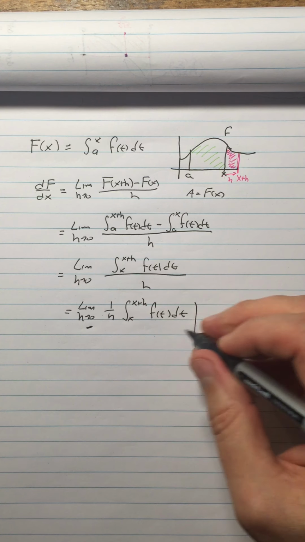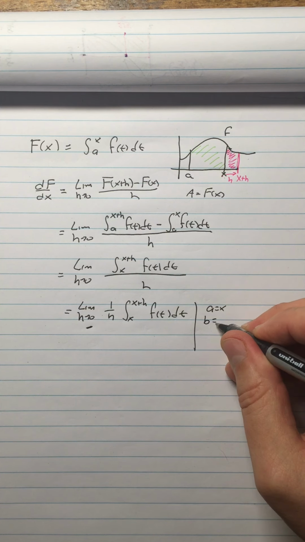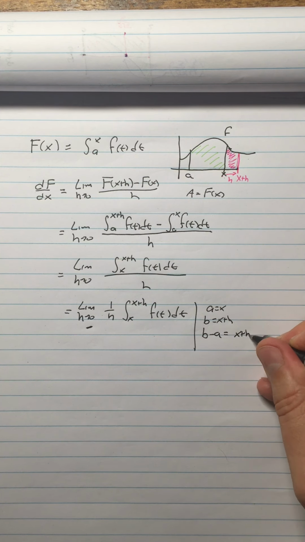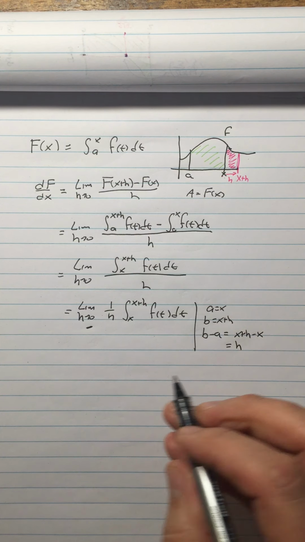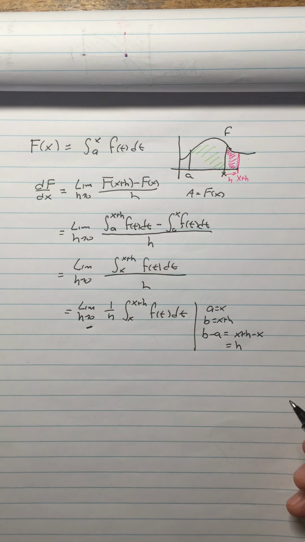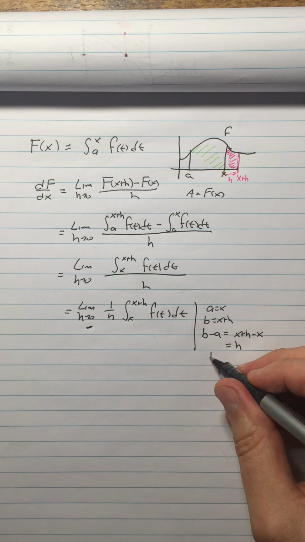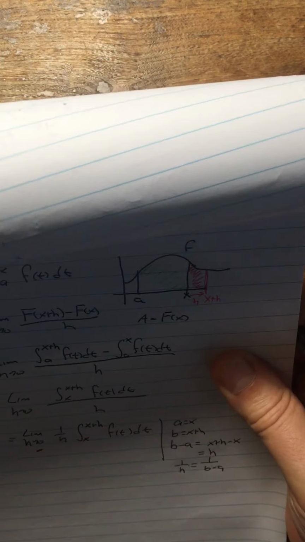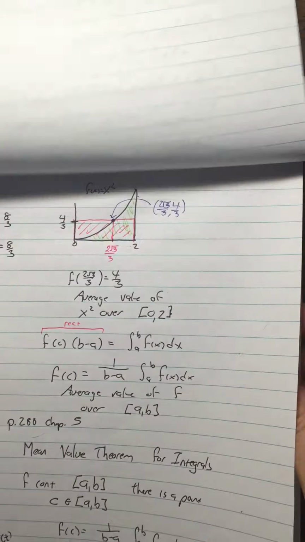Because in this integral, a is x and b is x plus h. So b minus a is x plus h minus x, so it's just h. So that 1 over h is 1 over b minus a, right? And we just had this nifty theorem about 1 over b minus a times the integral from a to b of f of x dx being equal to f of c for some value c that is in the interval from a to b, but we just don't know what that c is, all right?